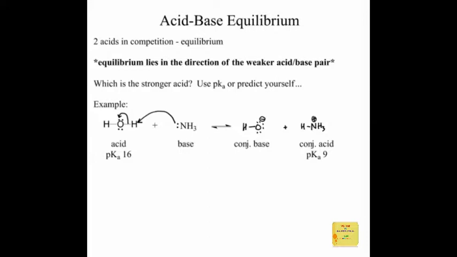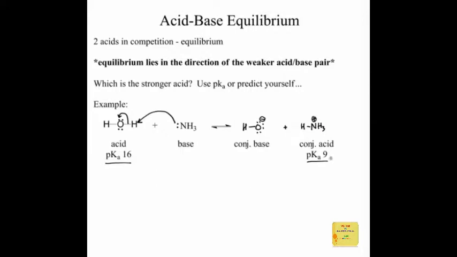So if we took a look at this equilibrium and asked in which direction does the equilibrium lie, does it lie in the forward direction or the reverse direction, what we can do is we can look up the pKa's of the two competing acids. In the forward reaction, water has a pKa of about 16. In the reverse reaction, the ammonium is the acid, and that has a pKa of about 9.